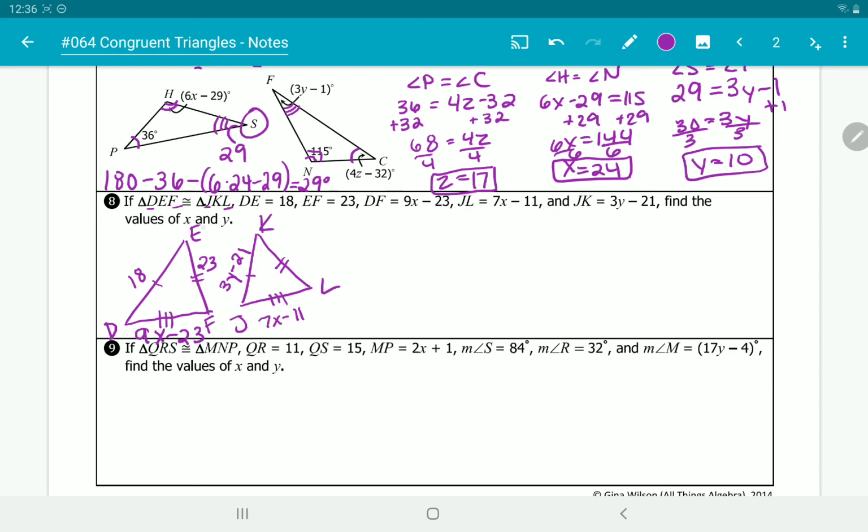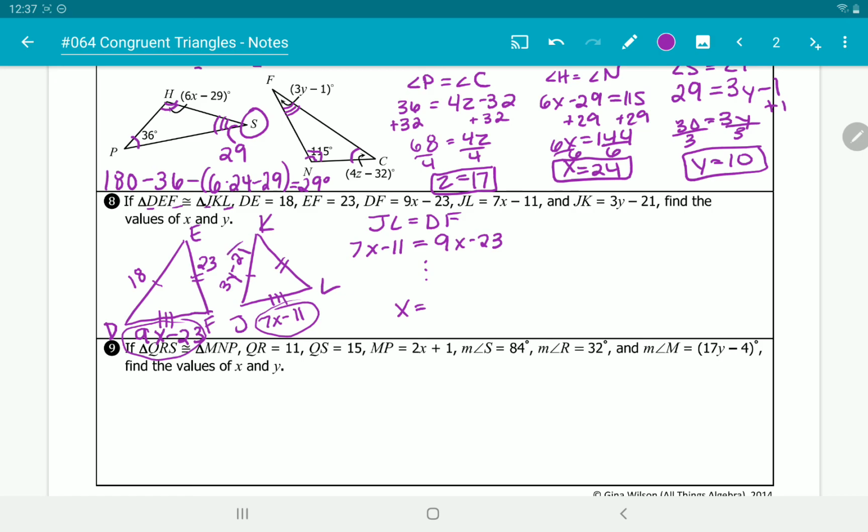And now we just need to solve for x and y. So let's look at the ones that actually have x and y in them. So here, we can go ahead and do this one first. We'll solve for x. So these two, okay? And we know that JL and DF are the same. Okay, so we can put these equal to each other. So 7x minus 11 equals 9x minus 23. Okay? From there, you can solve for x. Go ahead and finish that one.